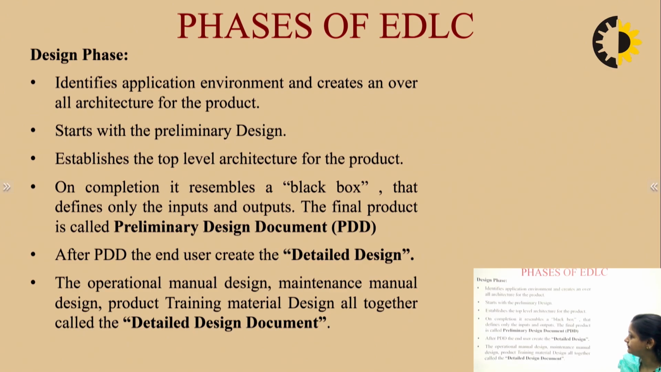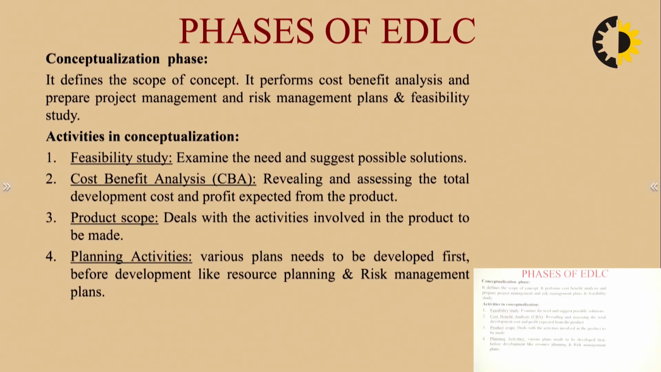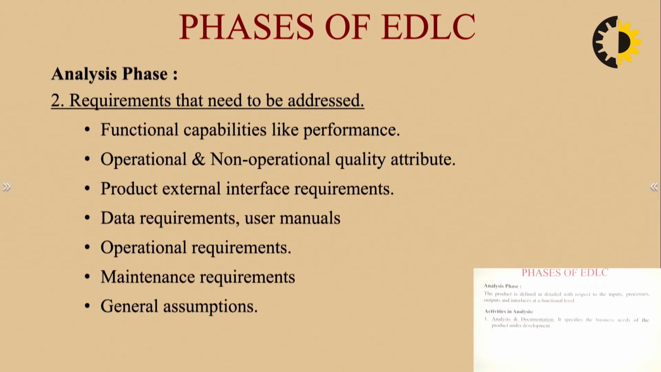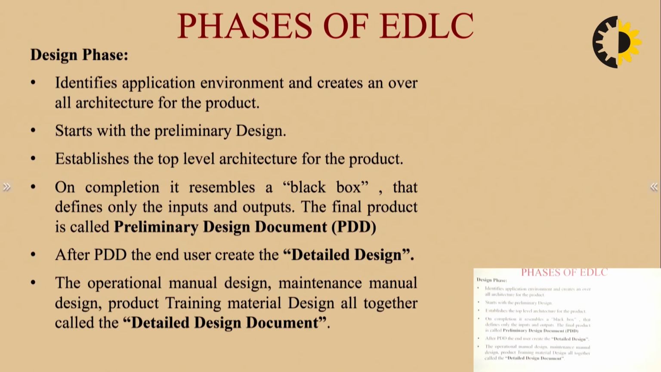Then we have the design phase. Okay, so let us check the diagram once again. We started with need, then we moved to conceptualization, then we moved to analysis, and then here we have design. So, design phase. Now, we have to identify the application environment and create an overall architecture for the product. We have to build the first prototype. Okay, we have to build the first prototype of the functioning model of the product, which is also called preliminary design. Okay, it starts with the preliminary design.